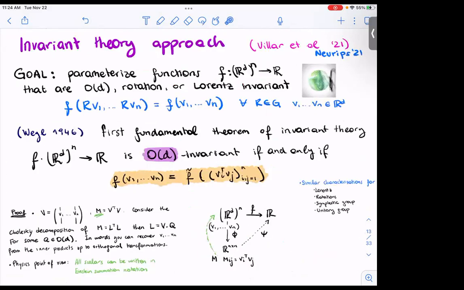The other approach that I wanted to discuss is how we parameterize the space of equivariant functions, instead of using these irreducible representations, which require a little bit of algebra and sometimes are hard to compute, by using classical invariant theory. This is some work that we did with collaborators a couple of years ago, and then last year, I think.